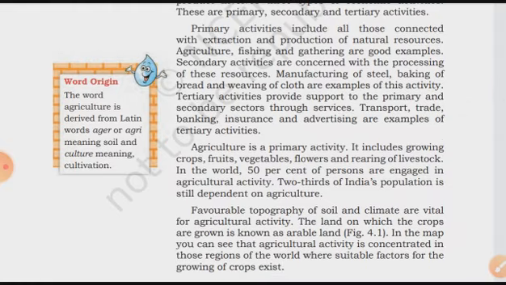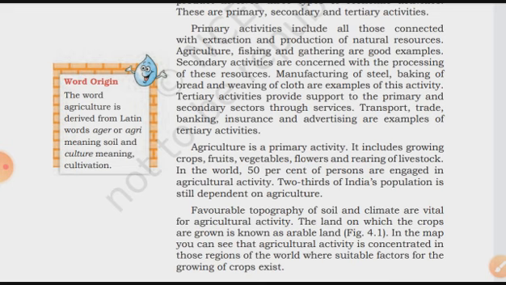Then they have given the secondary activity. These are concerned with the processing of these resources. That is, the secondary activity is related to the manufacturing of something. Suppose we grow the plant, this is primary activity. After growing the plant, we harvest the wheat. Then we turn the wheat into flour, and the flour into bread and biscuits. This process is known as the secondary activity.